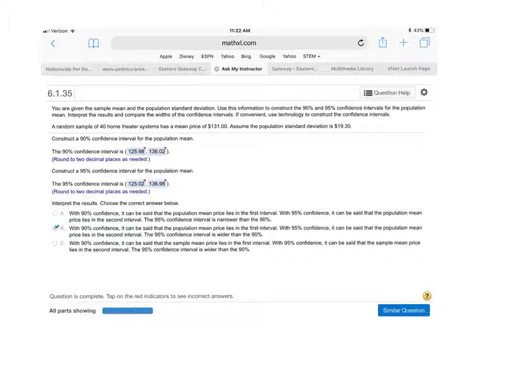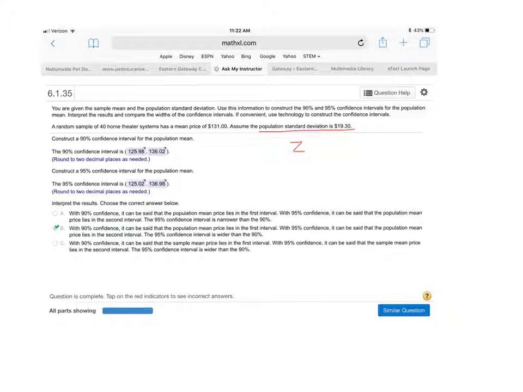This is exercise 6.135, where we're asked to construct a confidence interval for a population mean, and we are given the population standard deviation, and therefore we can use the normal distribution, the Z.